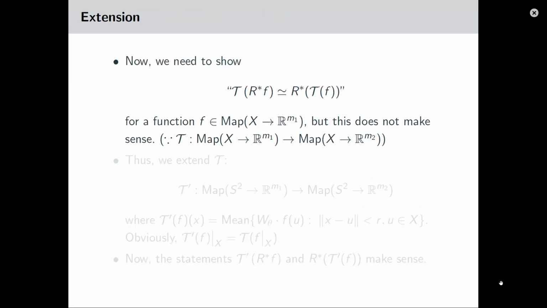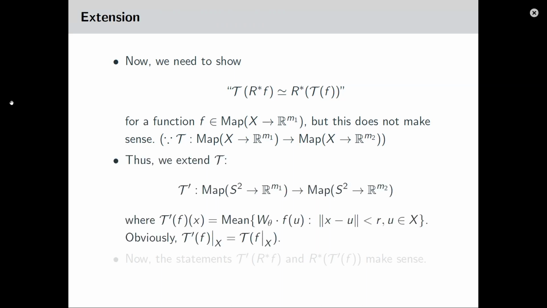Right, so let's get back to the main topic. We need to show the equivariance of this operator T. However, this expression doesn't make sense. If you look at this equation, R star F here is a function defined on R inverse X, because the domain of the function F is the set X. But the input function of T should be a function defined on X. So this expression doesn't make sense.